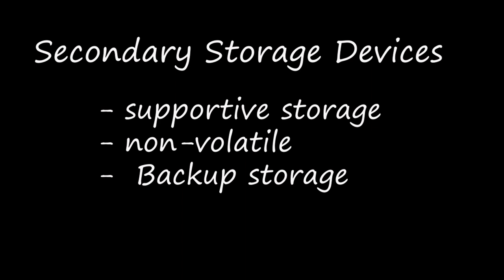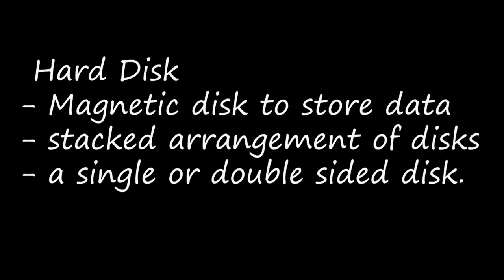Okay, in the secondary storage devices, the first one is hard disk. Hard disk, you all would have seen, is a magnetic disk which can store some data. In this hard disk, it will have an arrangement like a stack. This stack-like arrangement of disks will be present, and a pair of heads for each of the disks. One pair of heads will be there. This hard disk will come as either a single sided or double sided disk.